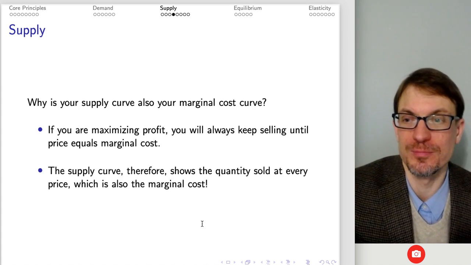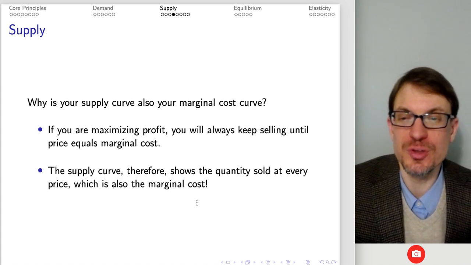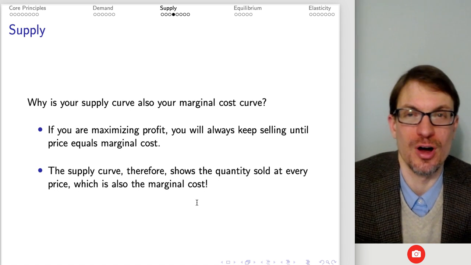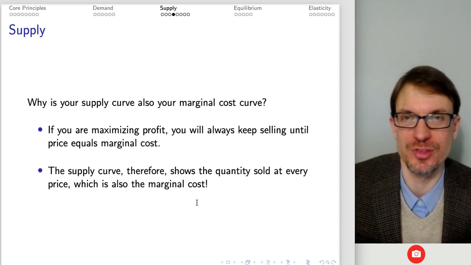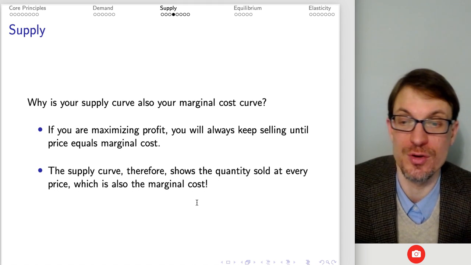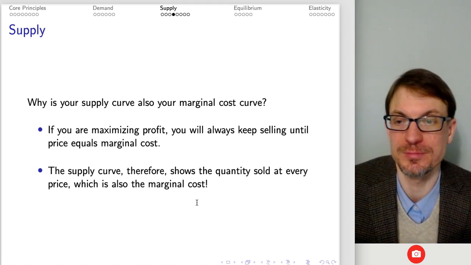Why is your supply curve also your marginal cost curve? I said this earlier. This is in the text. The theory of supply is the theory of marginal cost. The theory of marginal cost is the theory of supply.